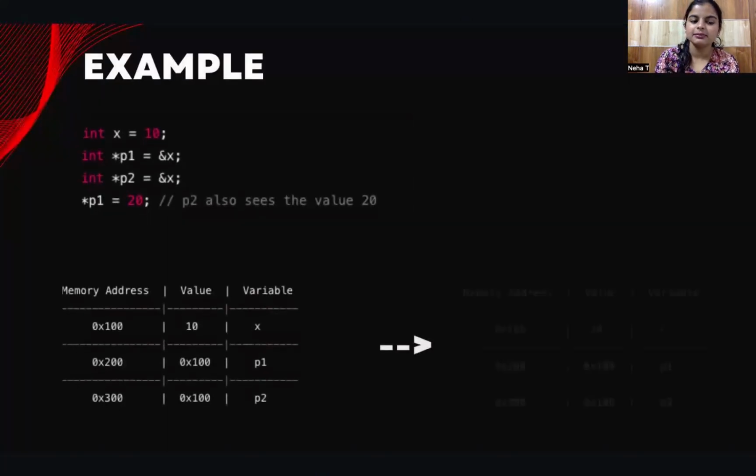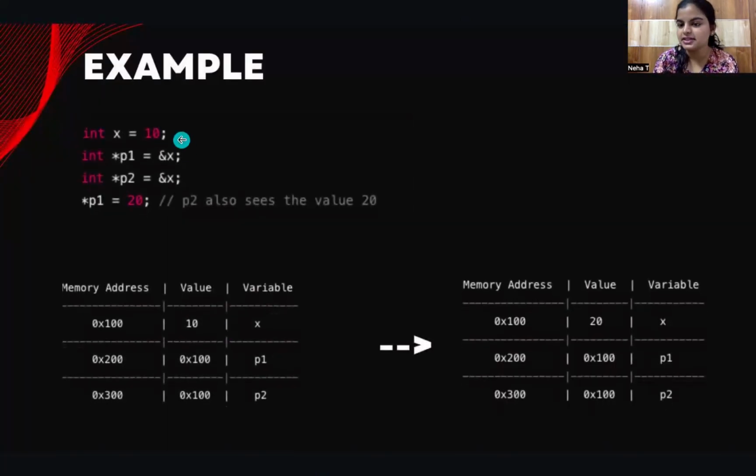Now, for example, here we have int x = 10; int *p1 = &x. Okay, so p1 is a pointer that stores the memory address of the variable x. int *p2 = &x. So that is also storing the memory address of the variable x. So if we change any value over here, it changes in these two as well.